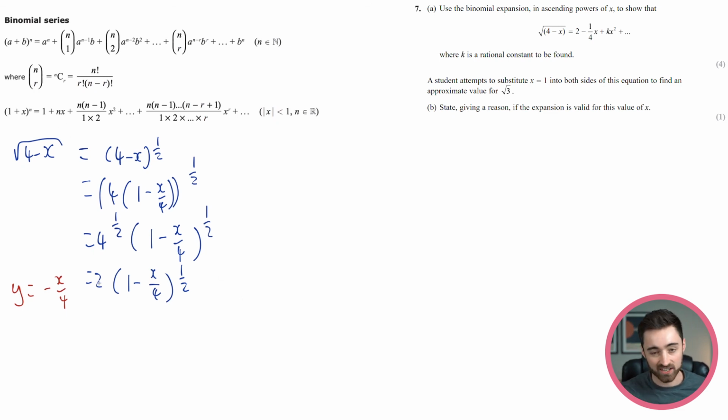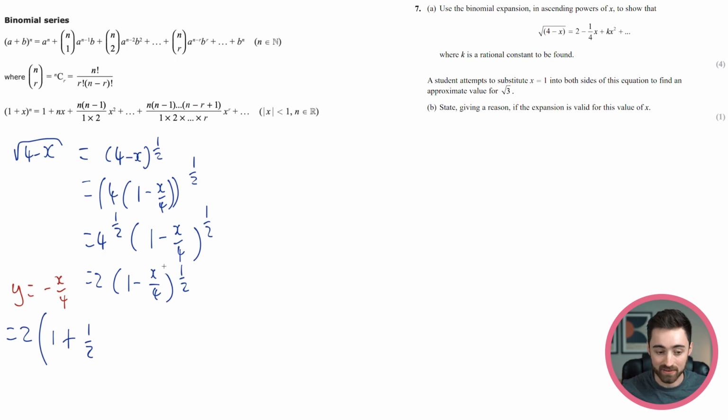So the 2 is going to be chilling on the outside, so we'll keep that there. I'm going to go over here because I'm probably going to need a bit of space. So 2 times whatever this is. Now, you can see that in the question, they only want the first 3 terms. So I'm going to work those out now. So the first term is 1, easy enough, plus n. What's my value of n here? It's 1/2.